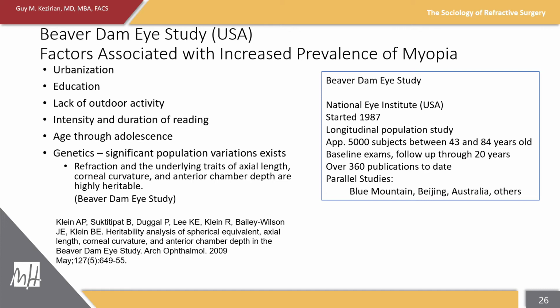What the Beaver Dam Eye Study has identified with a fair amount of certainty is that urbanization, education, a lack of outdoor activity, intensity and duration of reading, age through adolescence, and genetics, of course, play significant roles in positively correlating with an incidence of myopia.